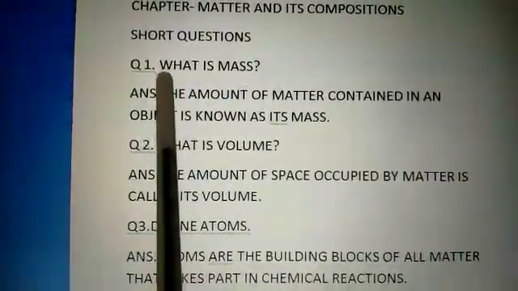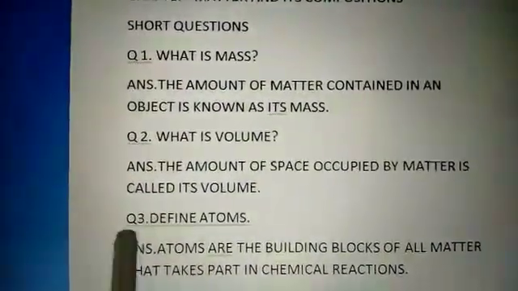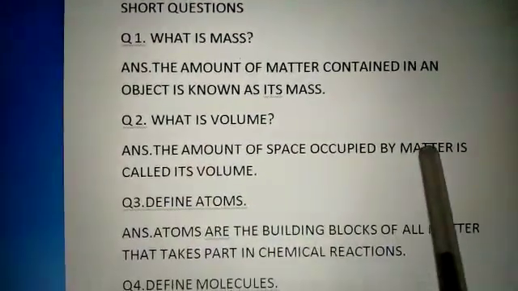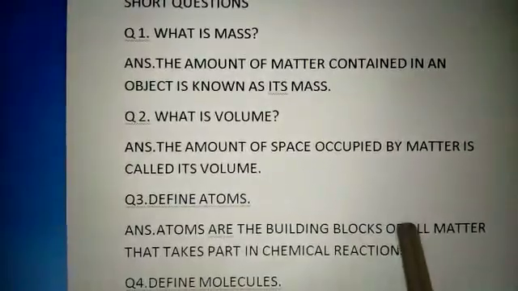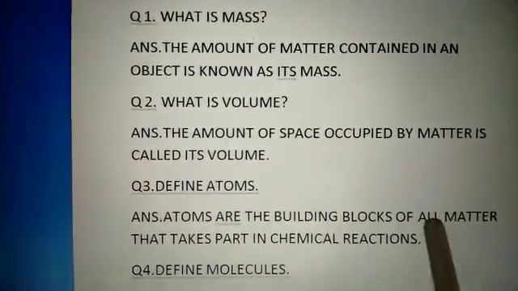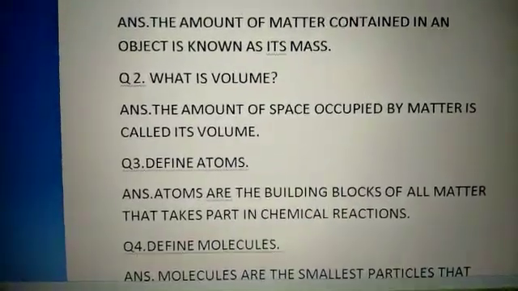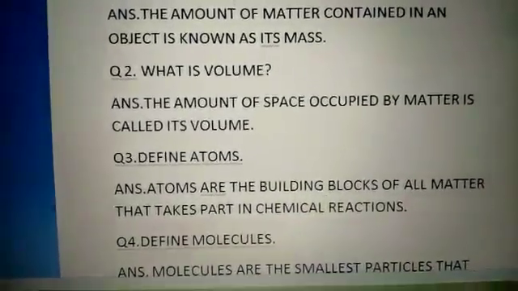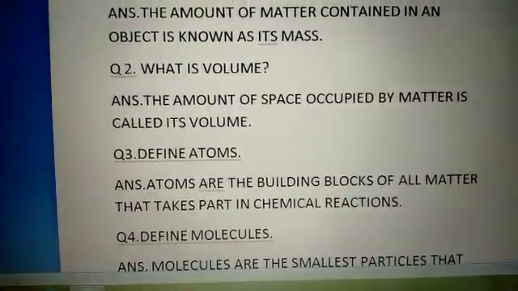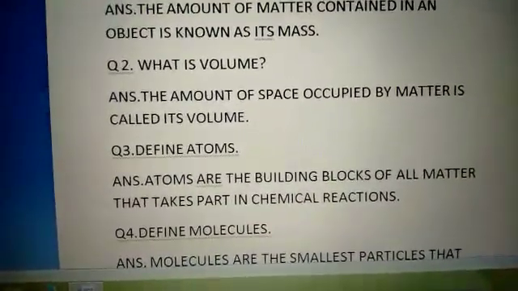Moving on to the first question, what is mass? The amount of matter contained in an object is known as its mass. What is volume? The amount of space occupied by matter is called its volume. Define atoms. Atoms are the building blocks of all matter that takes part in chemical reactions.